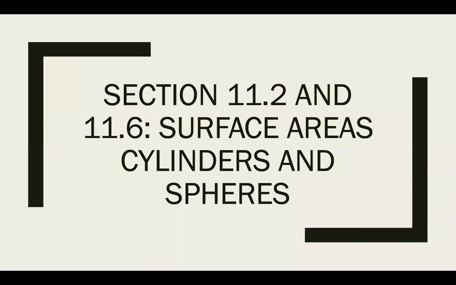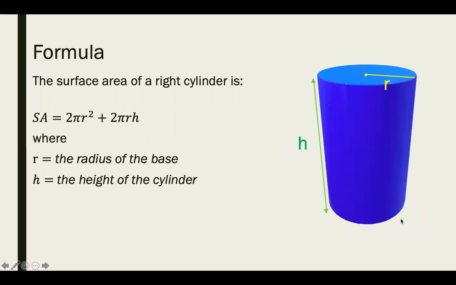All right, this video covers the second half of chapter 11, section 2, and also part of chapter 11, section 6. We're going to look at how to find the surface area of cylinders and spheres. So first, let's look at cylinders.